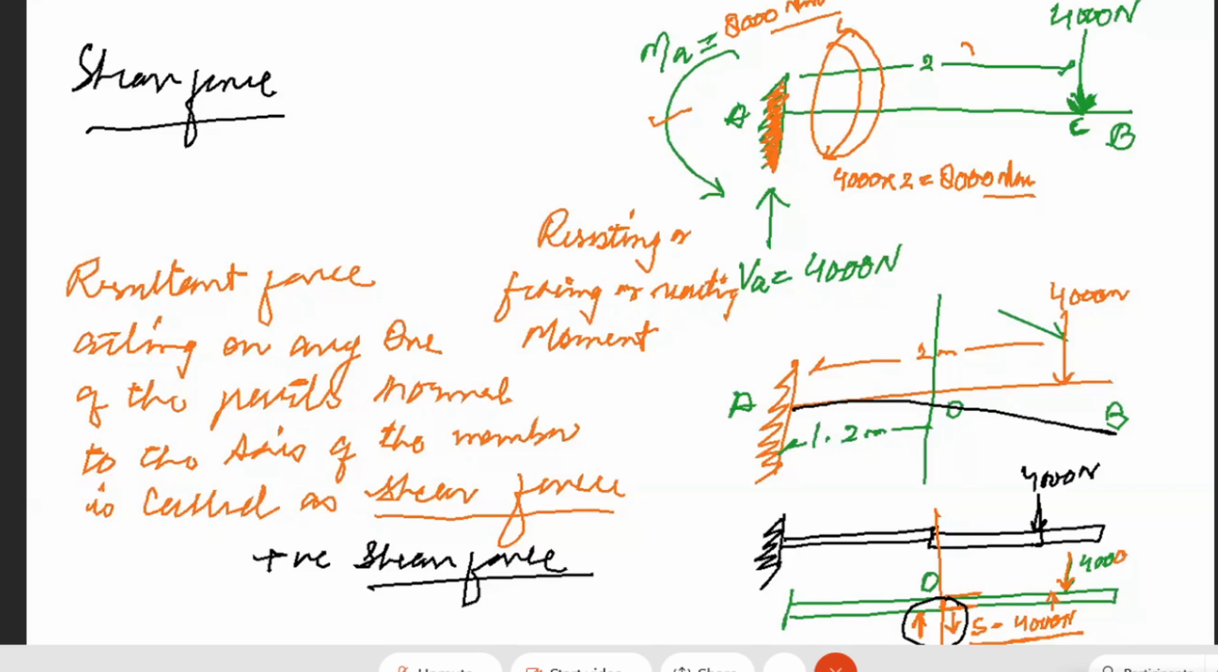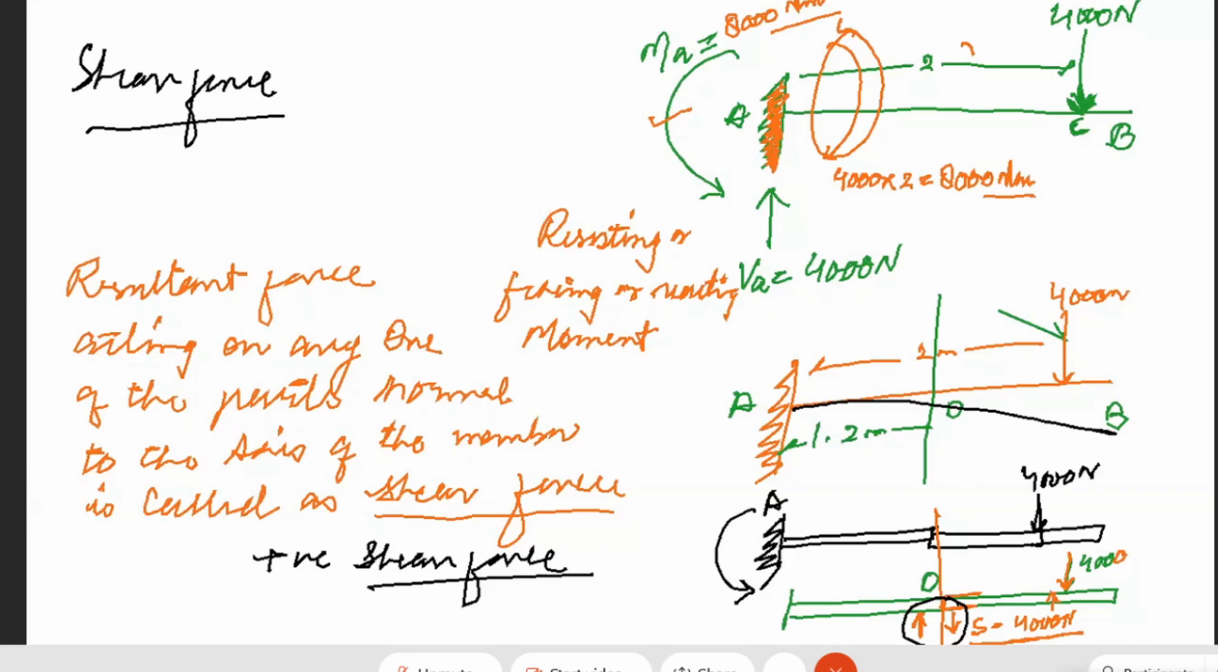Now let's understand how the bending moment will be at different points. Let's say here again we take point D. As we already know, the maximum resisting moment at point A is 8,000 Newton meter. But I also want to know how it varies. How can I make the shear force diagram?